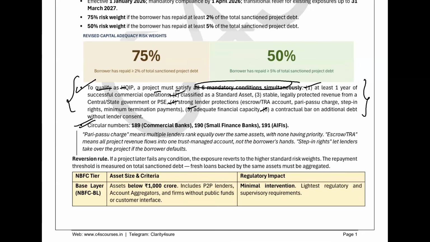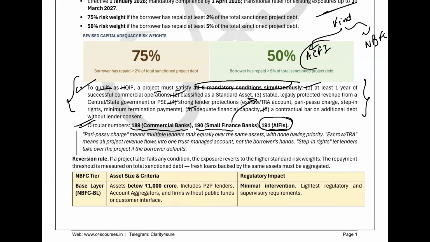Important is circular number 189 commercial bank, ये याद रखना. 190 small finance bank. Small finance banks are under the category of differentiated bank, ये भी याद रखना. 191 AIFI. AIFI क्यों? All India Financial Intermediaries, because it is one of the classifications of bank. Financial intermediaries में दो classification होती है. AIFI होती है बैंक में और NBFC, right? AIFI और NBFC ये financial intermediaries के बैंक के classification में आती है, right?